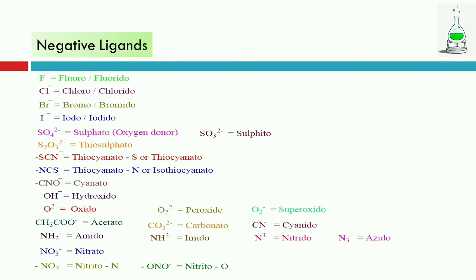So when it comes to the NH2 minus, don't be confused with all these four terms. NH2 minus is amido, and N to the power 3 minus is nitrido, and simply N3 minus is azido. Remember these ligands.